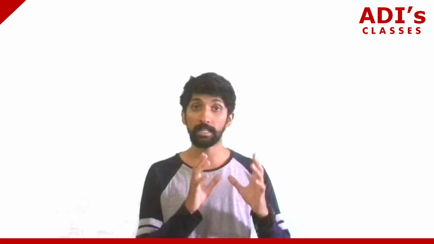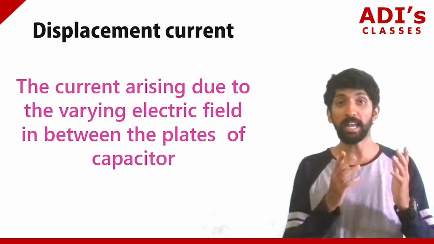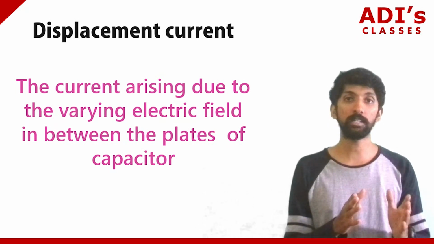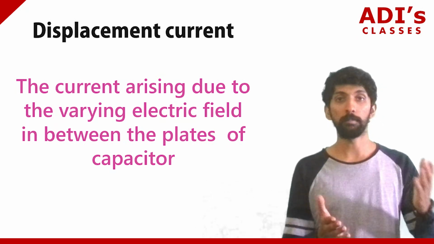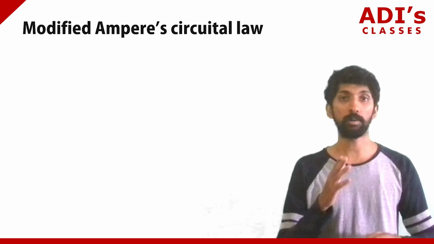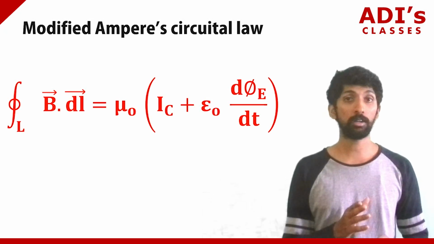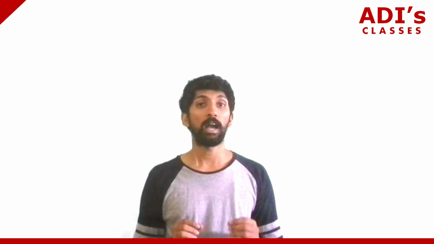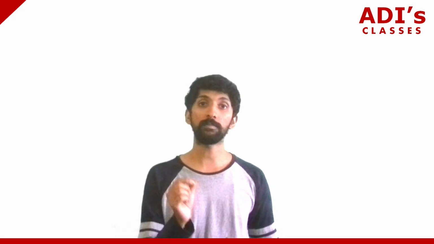So what is displacement current? It is the current arising due to the varying electric field between the plates of the capacitor. Using the displacement current, we arrive at the equation integral of B dot dl is equal to mu naught into IC plus epsilon naught into d phi by dt. So this is how Maxwell introduced the concept of displacement current.